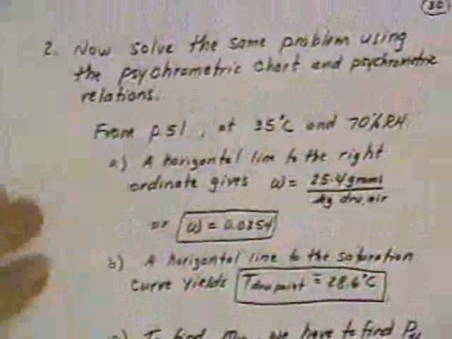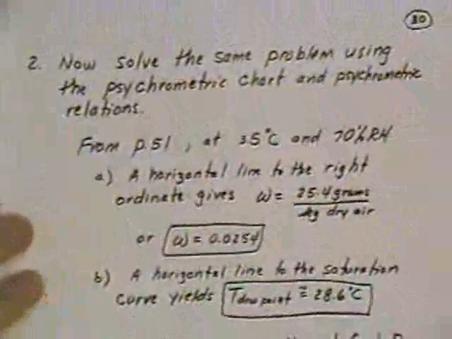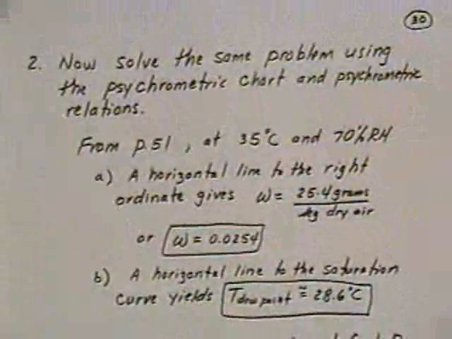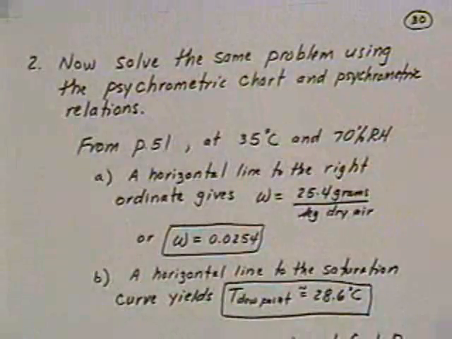So let's take the same problem now and solve it using the psychrometric chart and the psychrometric relations. Some things are going to be very easy to find on the psychrometric chart, so this is the second part of the problem. Let's go straight to the psychrometric chart, at the same point we had before, and see what we can get directly off the psych chart.